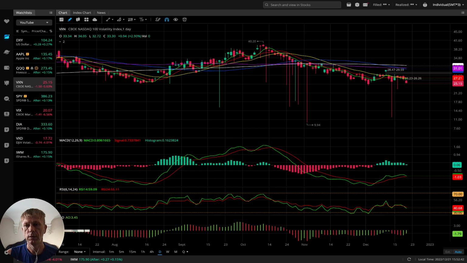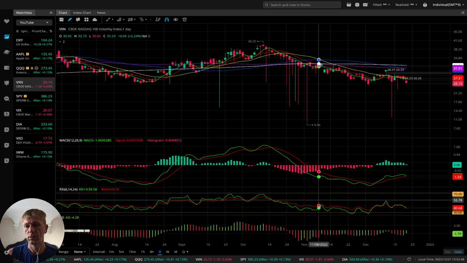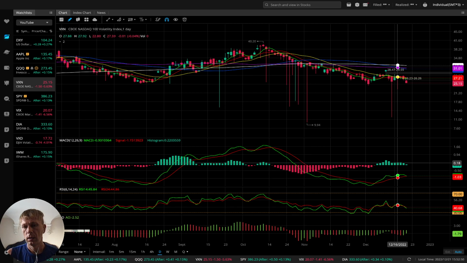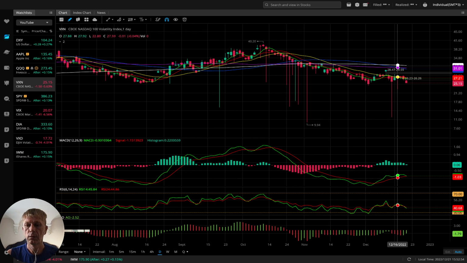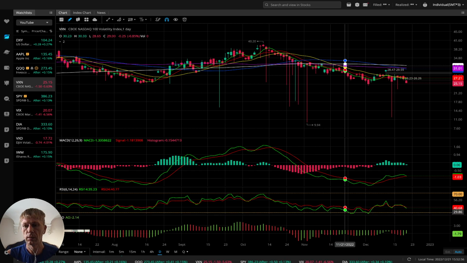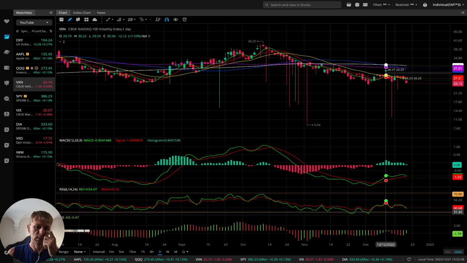Yeah, on MACD we do have. On the awesome oscillator we have bullish divergences. On MACD histogram we have bullish divergences. On RSI, kind of no. It was oversold here, now it's corrected. Okay, let's move to 4 hours for VXN.